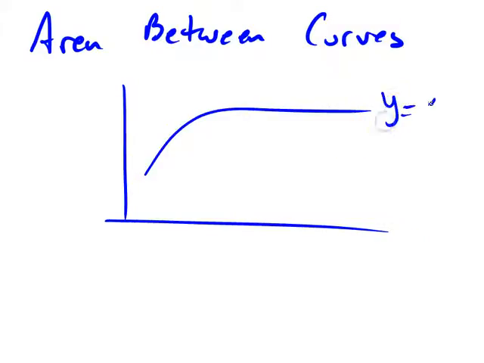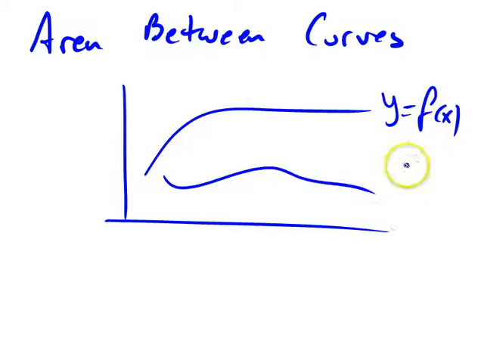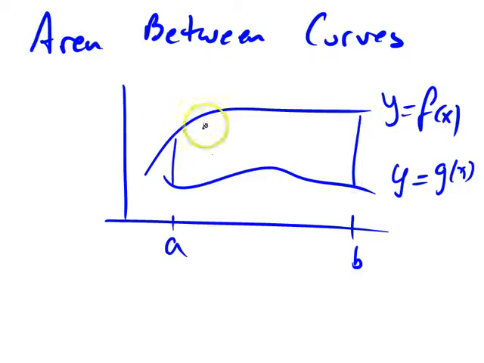Let's say this is y equals f of x. And you've got some other curve maybe down here, y equals g of x, and you've got some starting point here, x equals a, and some ending point, x equals b, and you're looking for the area in between these curves.